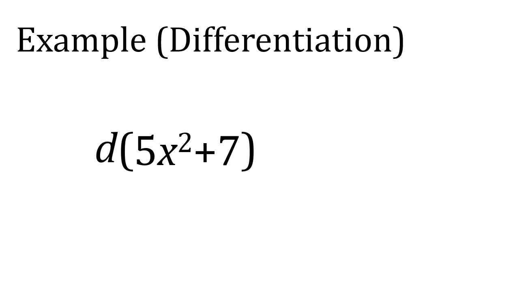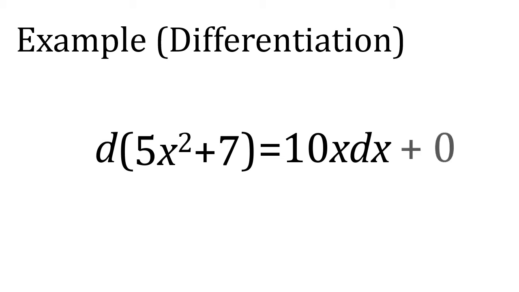Example on differentiation. Let's get the derivative of 5x squared plus 7. The derivative of 5x squared is 10x dx. The derivative of 7 is 0. So the derivative of 5x squared plus 7 is 10x dx.